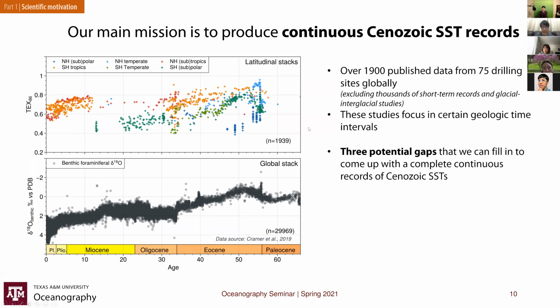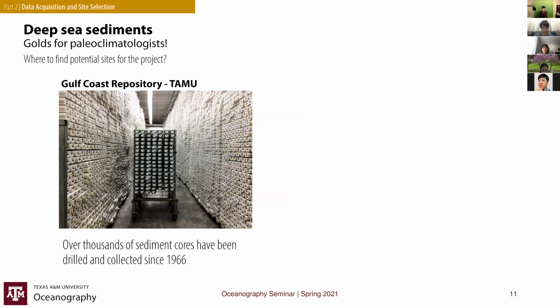Most of the studies that have published TEX86 values focus on specific time intervals in the past. But what we can see here is that there are 3 potential gaps where we can fill in more TEX86 data to produce continuous Cenozoic sea surface temperature records. My samples come from deep sea sediments, and all of the samples come from the IODP program, which is the International Ocean Discovery Program.